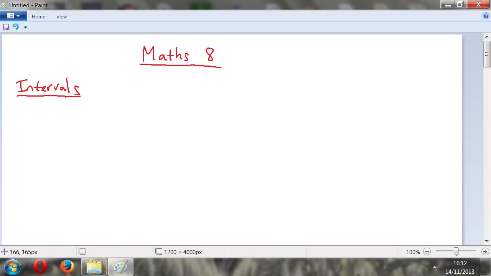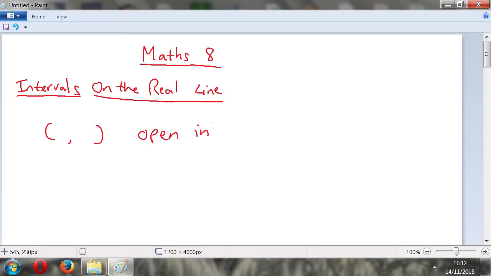Okay, so intervals. These are intervals on the real line. So we have an open interval. This is where the endpoints are excluded. We use brackets, like so. This is an open interval. Endpoints excluded.